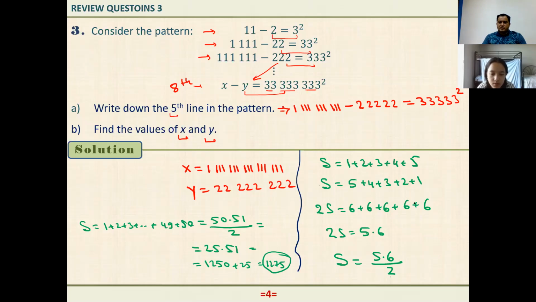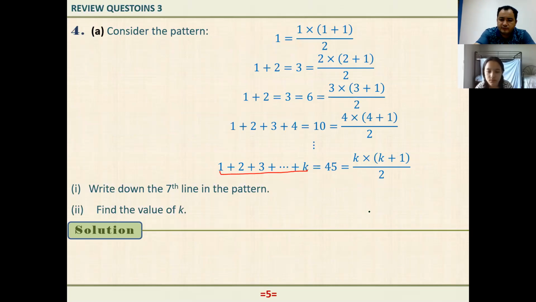All right. So now you should know that if you want to find the sum of the first k natural numbers, that is equal to k times k plus 1 over 2. Now see here, that's the same thing. Here we have 1 plus 2 plus 3 plus until some number. We don't know this k. But we know that this sum equals 45. And we know the formula, right? That's equal to k times k plus 1 over 2.